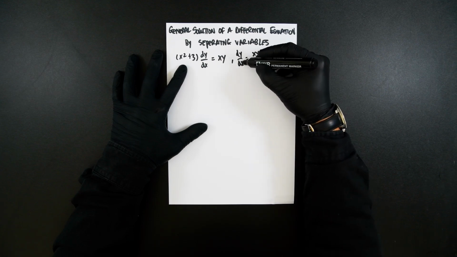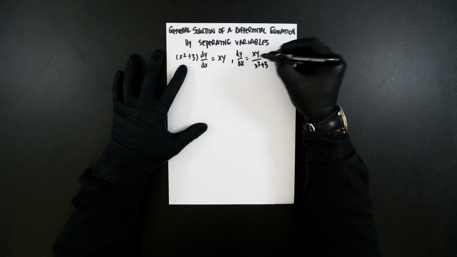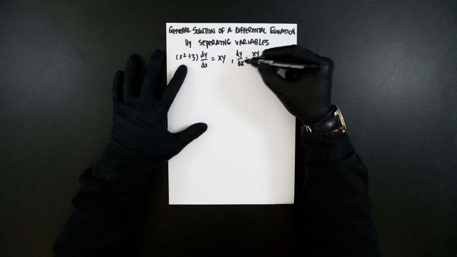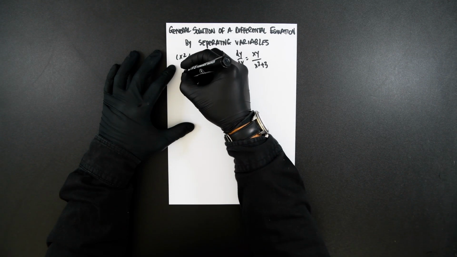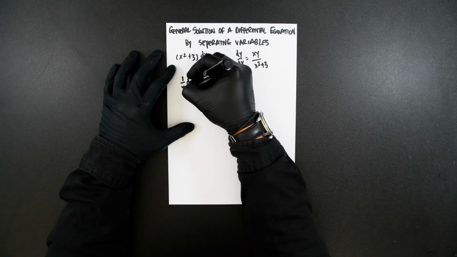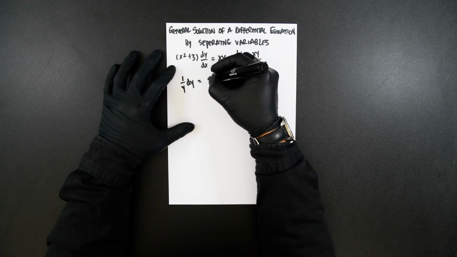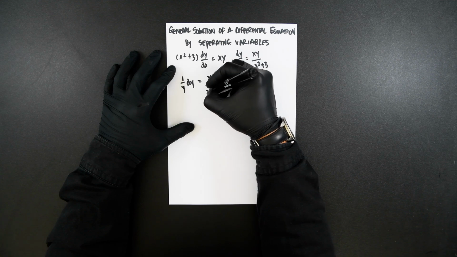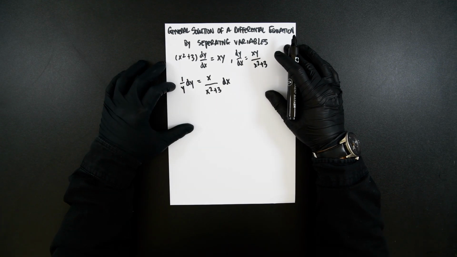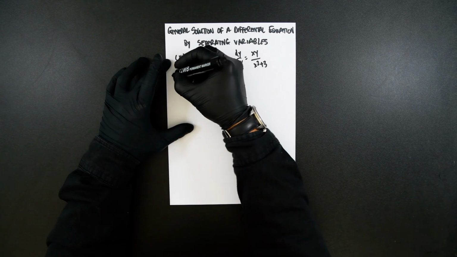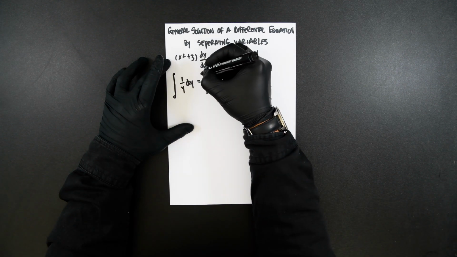And now if we multiply both sides by dx and divide both sides by y, you are then going to get 1 over y dy equals x over x squared plus 3 dx. Y terms are on the left, x terms are on the right. We're now going to integrate.